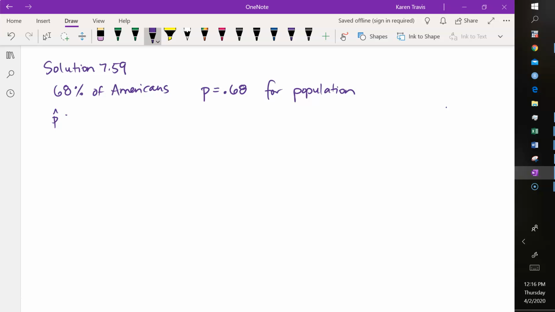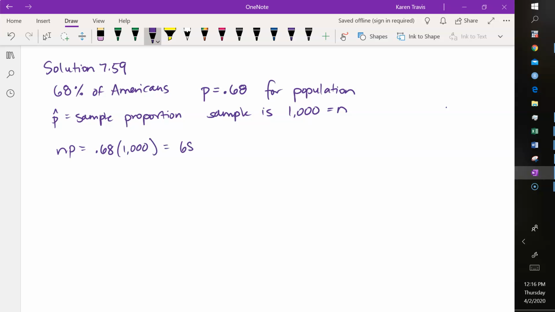Then P hat is the sample proportion out of 1,000 Americans. If the random sample is 1,000 Americans, then that is N. And then it says find the mean and the standard deviation for the sampling distribution of P hat and describe its shape. Well, if N times P is bigger than 5, so N times P is 0.68 times 1,000, which is far bigger than 5.